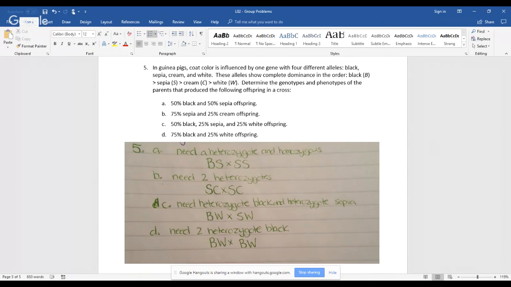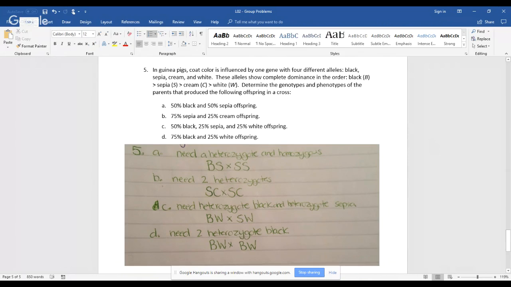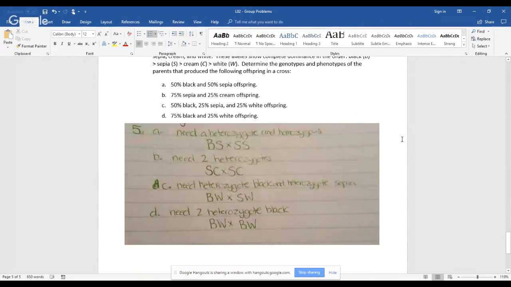For part C, to get 50% black, 25% sepia, and 25% white, I said you'll have to cross a heterozygote black-white with a heterozygote sepia-white, and you end up getting 50% black, 25% sepia, and 25% white. And then for the last part, to get 75% black and 25% white, you just cross 2 heterozygote black-white guinea pigs, and you'll get that ratio. And that was the lesson 2 genetics group problems.